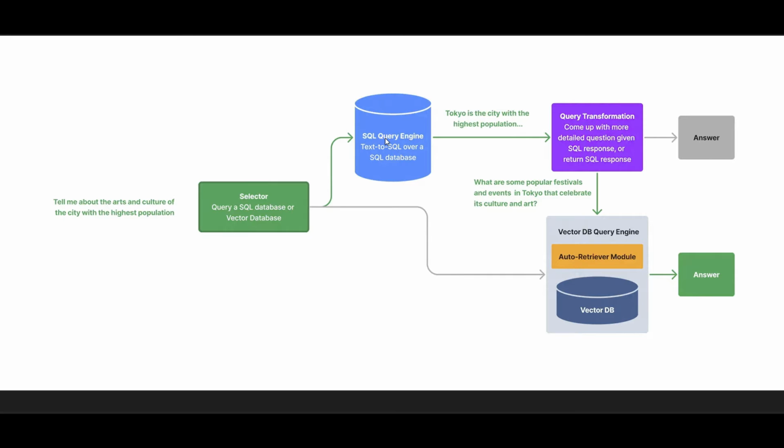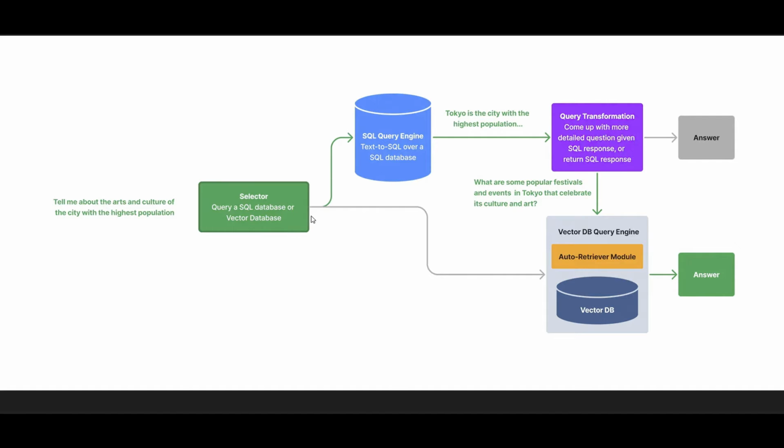But the question is not giving me the name Tokyo. It's asking me to tell about the arts and culture. The arts and culture info is not in my tabular data. My data is free text data that has information about Tokyo. So at the same time, I should go to my text data. Now I have a vector database where I have embedded my data to retrieve relevant information about Tokyo, give it back to the LLM, and answer the user question.